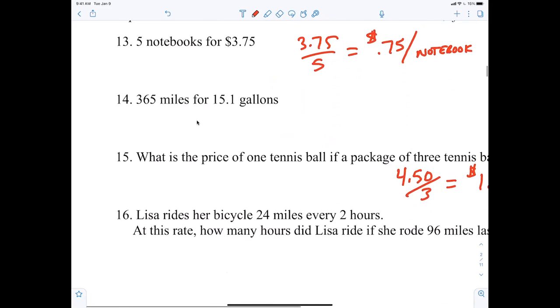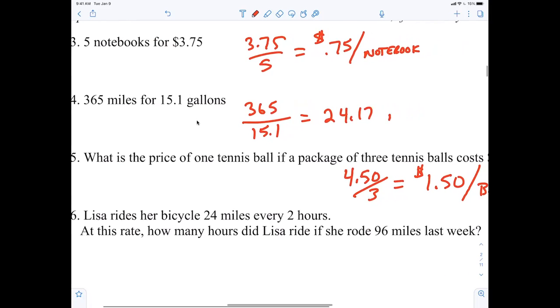All right, Graham, you're on 14. How many miles per gallon? What do I have to do for this? This one isn't how many miles in a gallon. Oh, okay. 24.172. Right, because you did 365 divided by 15.1 and you got 24.172. Okay, and then that would be miles per gallon. Everybody okay with that?